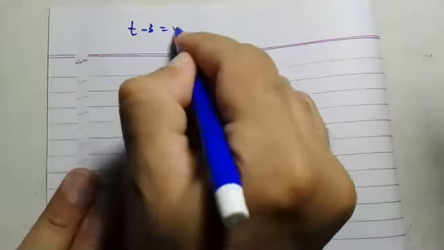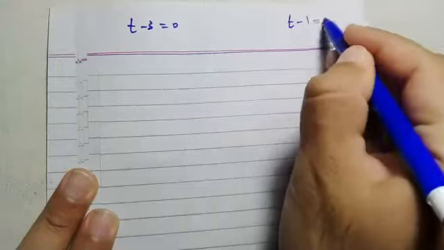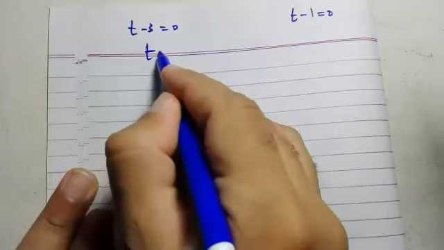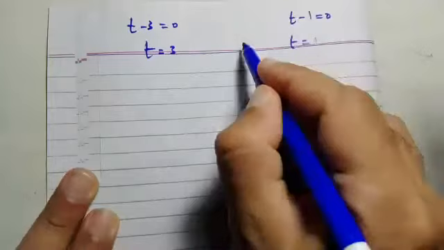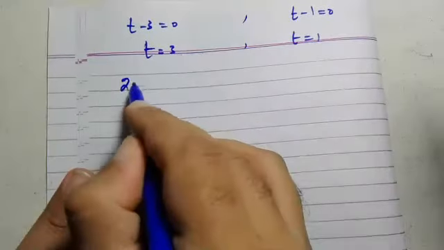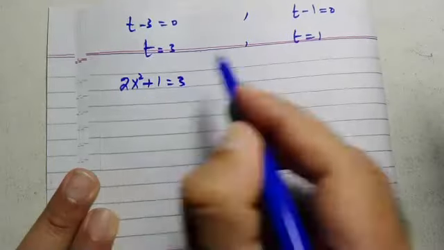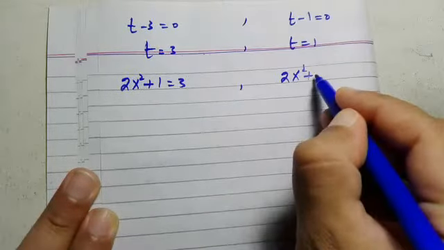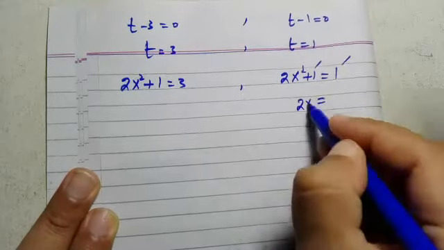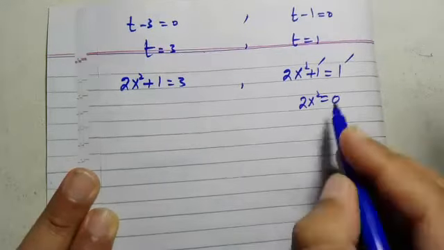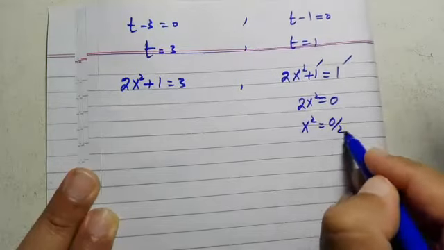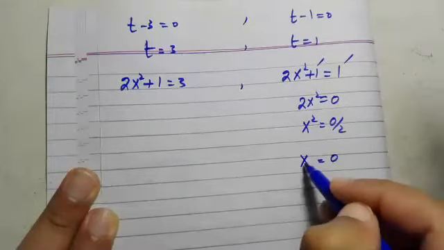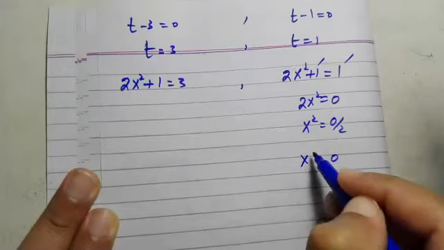For that purpose, we will write t minus 3 equals 0 and t minus 1 equals 0. So t will become equal to 3, and t will become equal to 1. In place of t, you will write 2x square plus 1, and you will substitute it equal to 1. 1 will be cancelled, 2x square equals 0. So x square equals 0 by 2, that is 0, and x will become 0.